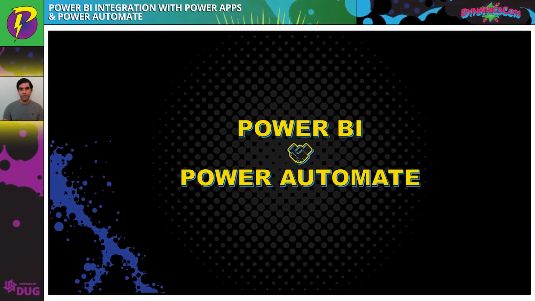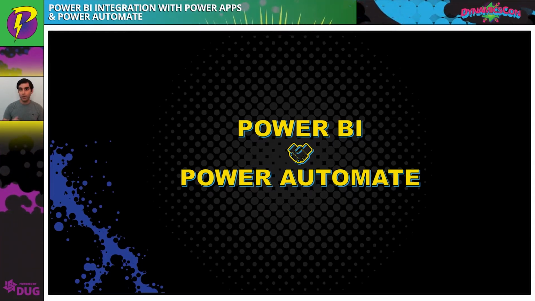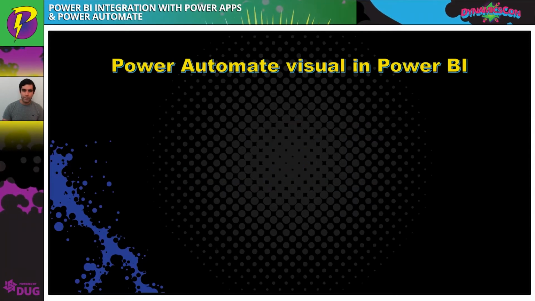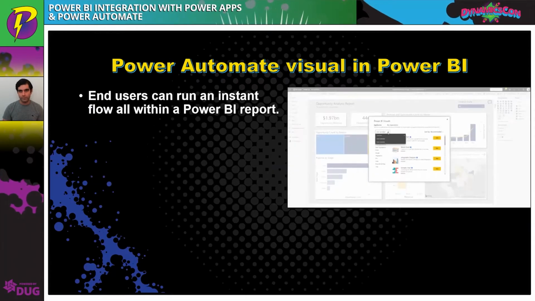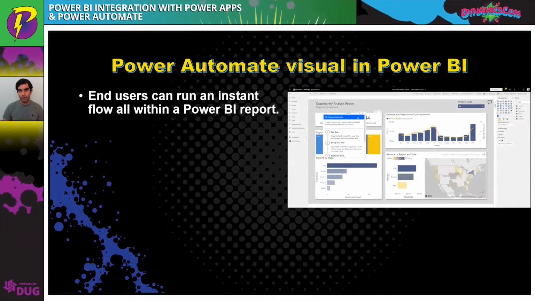On the other side, we have Power Automate, which allows us to build workflow automation processes. And Power BI and Power Automate can talk to each other as well. The way that is possible, once again, is through a visual called the Power Automate visual inside of Power BI. With this visual, end users can run a flow inside the Power BI report.